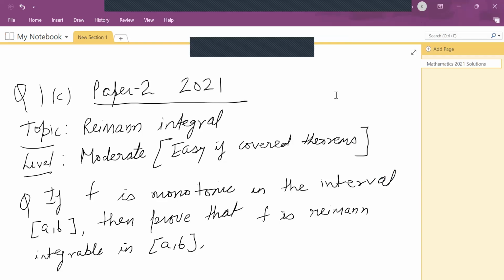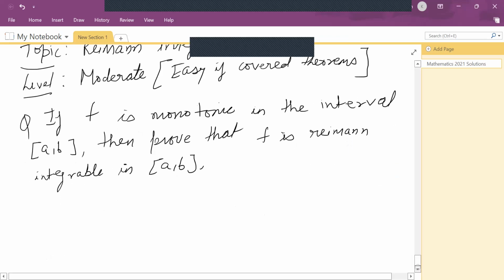Hello guys. So today we will discuss the Riemann integral question that came in paper 2 of UPSC this year. The question is easy if you have already seen the theorem, and it might be moderate if you have not seen the question. The question was: given f is a monotonic function in a closed interval a to b, you have to prove that f is Riemann integrable. Let's see the solution.